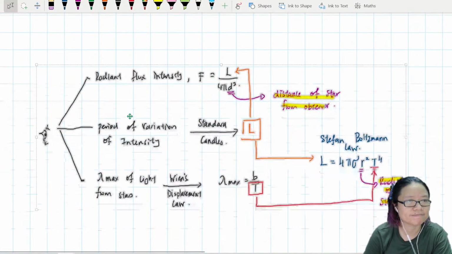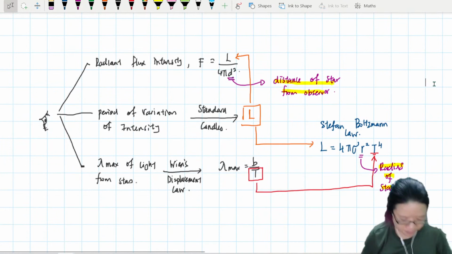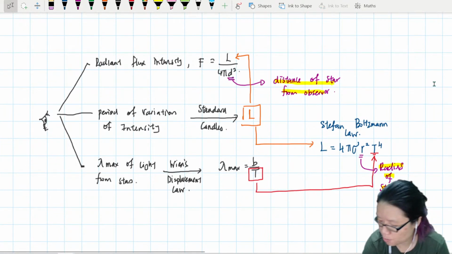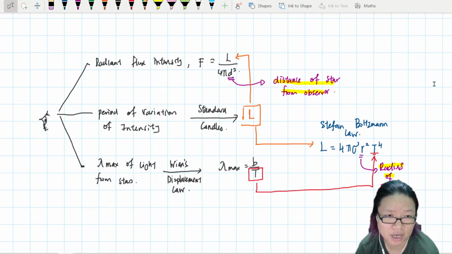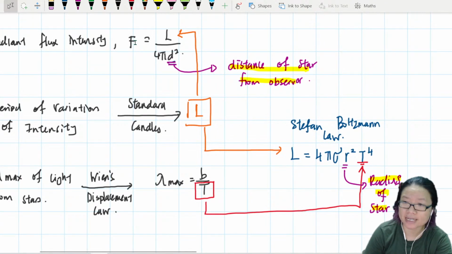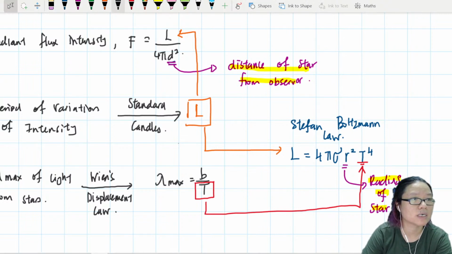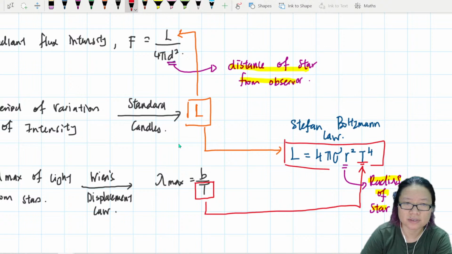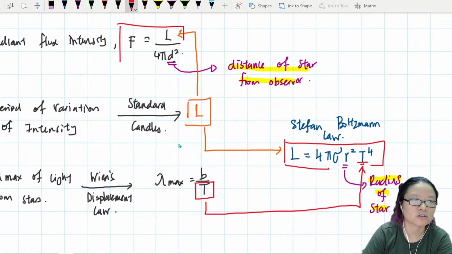So what have we here? From 25.1 and 25.2, we learn to estimate the distance of the star from the observer by measuring things like radiant flux intensity F, using standard candles to find the luminosity. We also learn to use Wien's displacement law to estimate the surface temperature. And putting L and T together and the Stefan-Boltzmann law, we can use this equation to estimate the size or the radius of the star. So this was where things stopped previously.